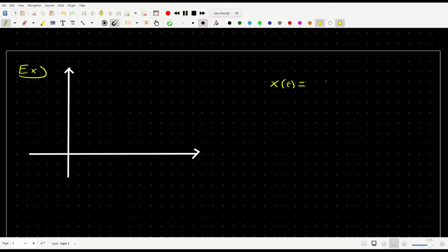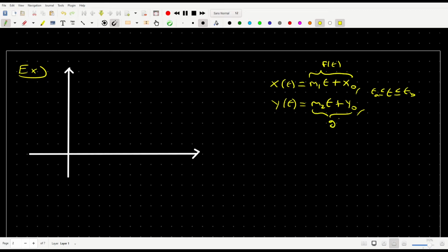x of t is equal to m1t plus x naught, and y of t is equal to m2t plus y naught for t in some interval from a to b. Well, why is this? This is a nice, simple verification for us of why that first tangent formula that we showed before is working.